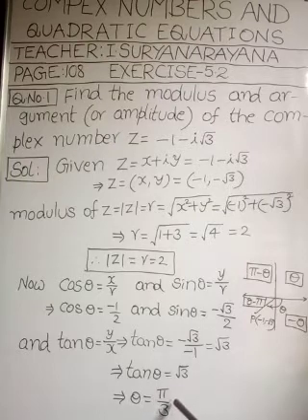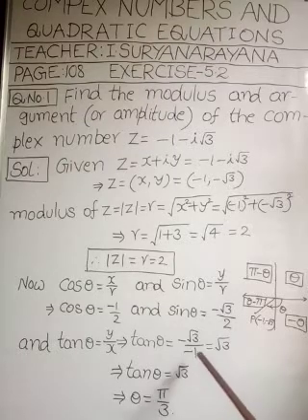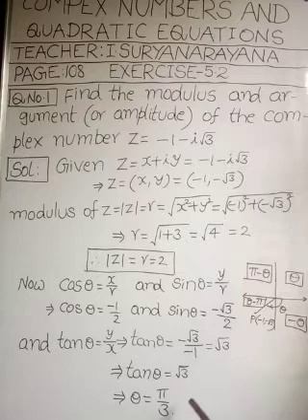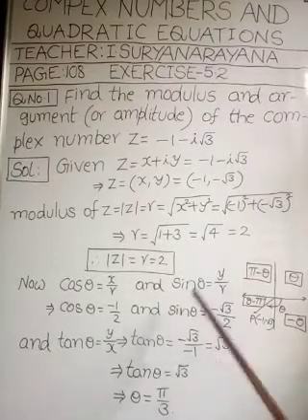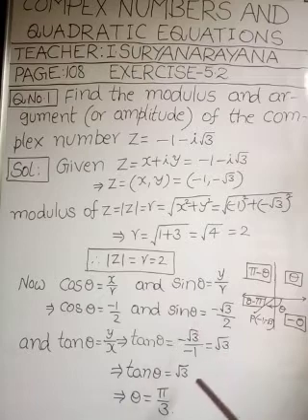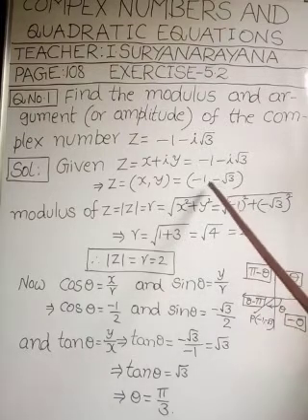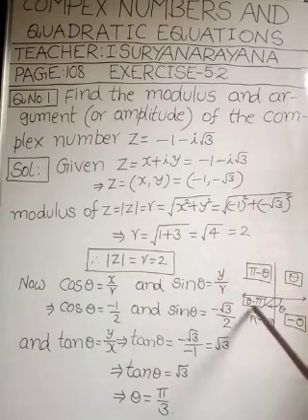But this is not said to be the argument of z. This is not said to be the amplitude of z. Okay, my children, some more part is there. What is that part? We have to identify the position of the complex number in the Argand plane, meaning in which quadrant the complex number lies. See here, -1 comma -√3. It lies in the third quadrant.